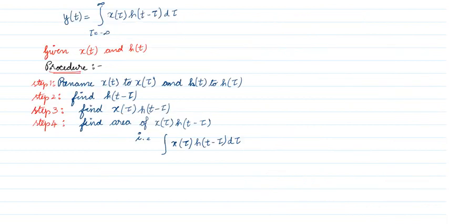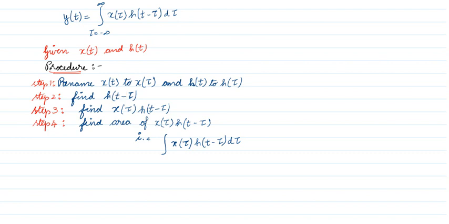Okay, this is the convolution expression, x convolved with h. What is the procedure? If the input and impulse response are given, the procedure to be followed is, first, rename x of t to x of tau. Similarly, rename h of t to h of tau. Instead of t, you have to make it tau. So we got x of tau. Next, we need h of t minus tau, so find out h of t minus tau.